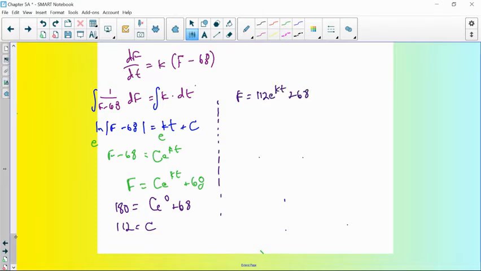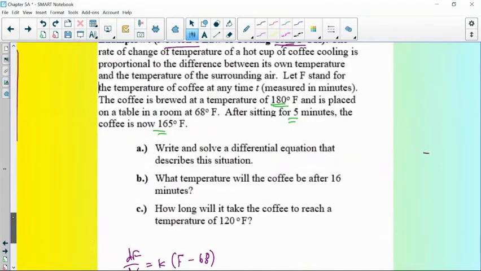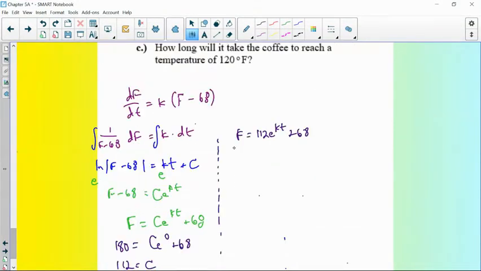And then I remember in 5 minutes it cooled 5 degrees, right? So it's 165 degrees. So 165 is equal to 112 e to the 5k plus 68. Okay, so when we subtract the 68, we're going to get negative 97 is equal to 112. Oh, sorry, not negative 197. Wow, how embarrassing. 97. There you go.